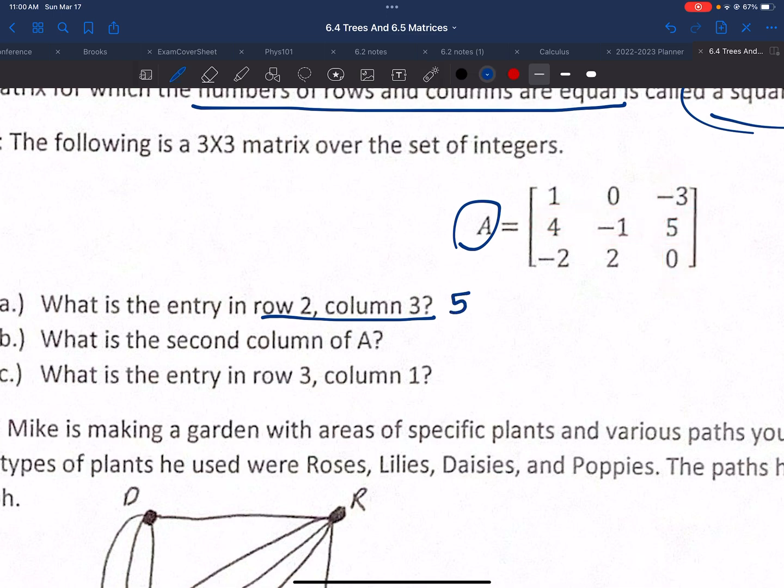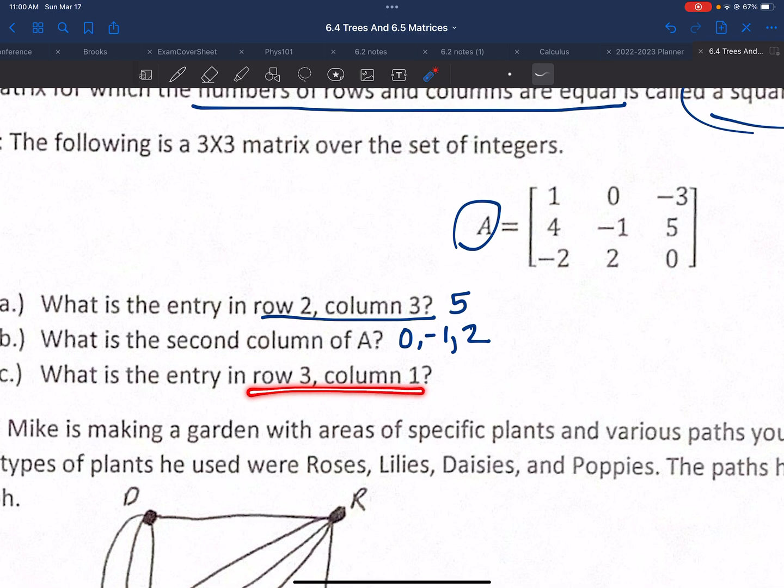And then what is the second column of A? Go ahead and pause this video and see if you can determine what that column is. Okay, here we go. This is our column, so 0, -1, and 2. And then it says, what is the entry in row 3, column 1?